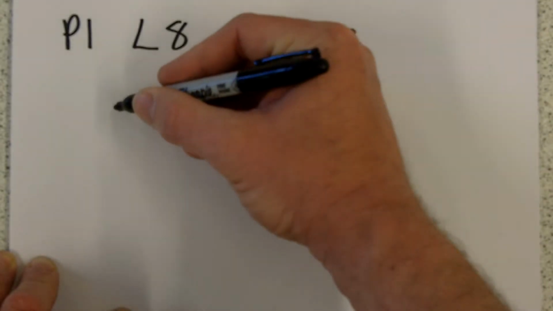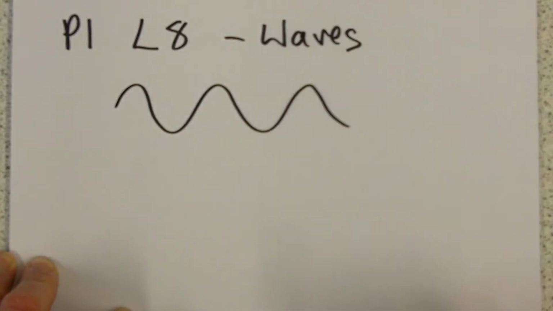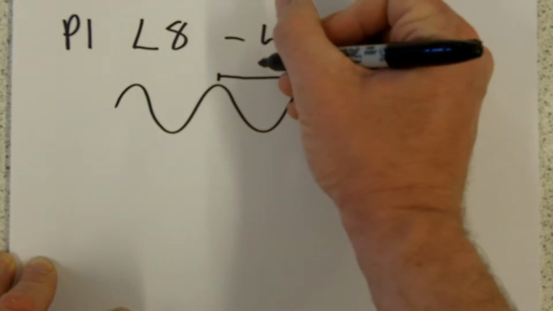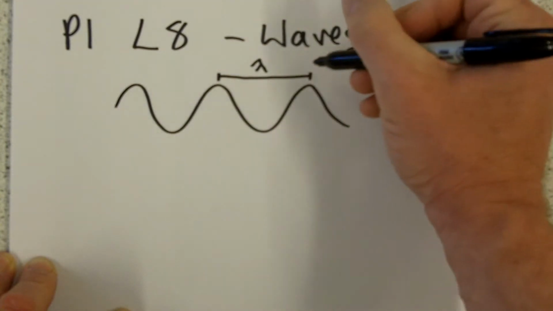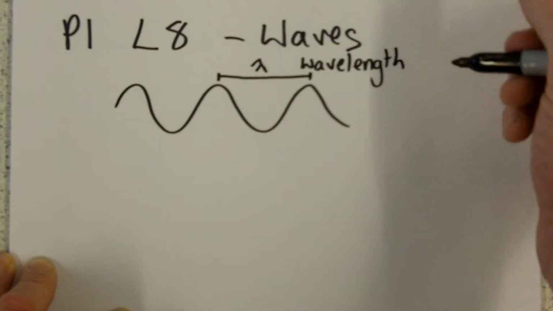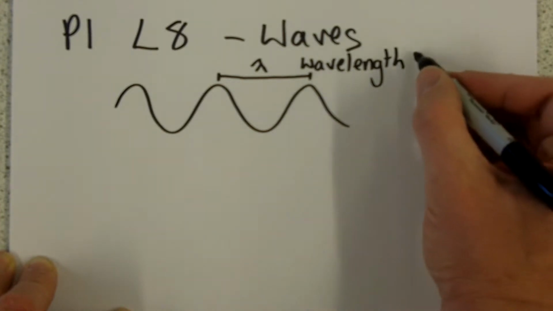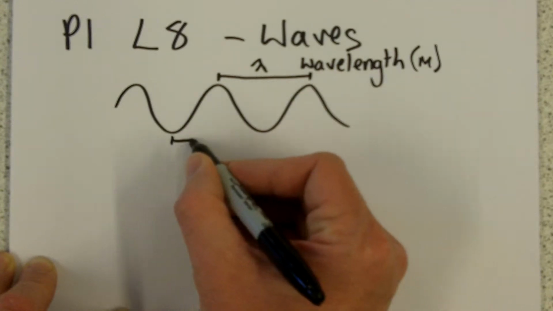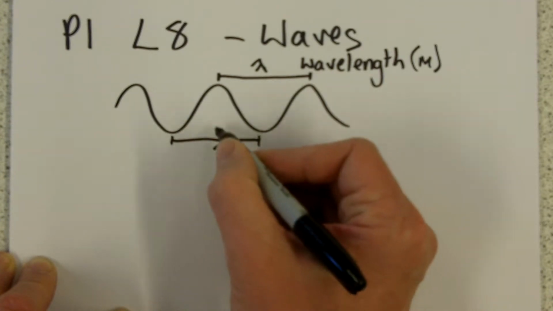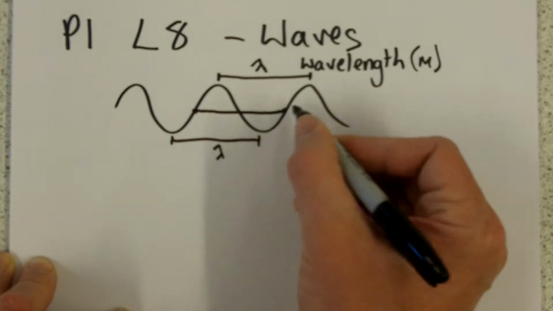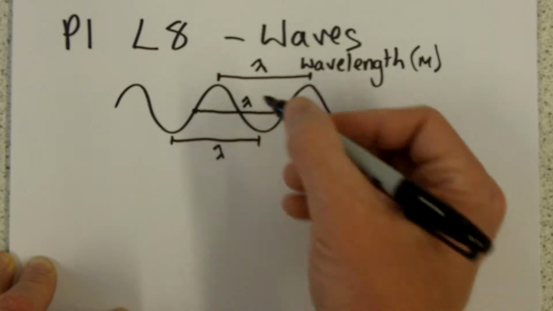So waves are typically drawn like this, and the features of the wave that we need to know are the distance from one wave to the next, which is known as the wavelength, normally written as lambda for short. Now that wavelength is a distance normally measured in meters, and it's the distance from a peak to a peak, or it could be the distance from a trough to a trough, or it could be one point on a wave to an identical point on the next wave.